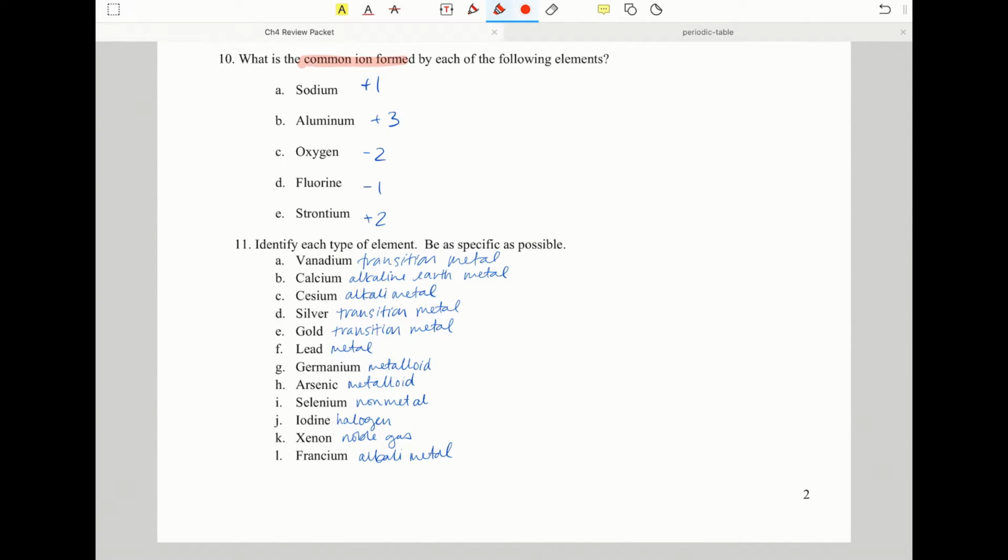Be as specific as possible for identifying each type of element. That goes back to the lecture where I basically highlight, scribble all over the periodic table, identifying all the special groups that you should know, or sections of the periodic table that have their own special naming. So make sure you go and look at that and make sure you're clear on that.